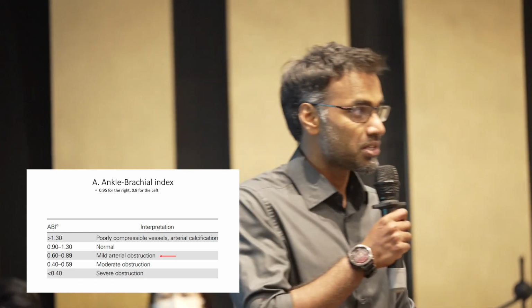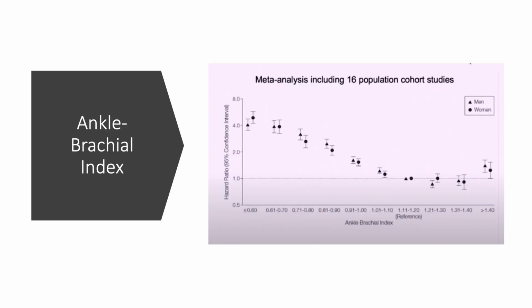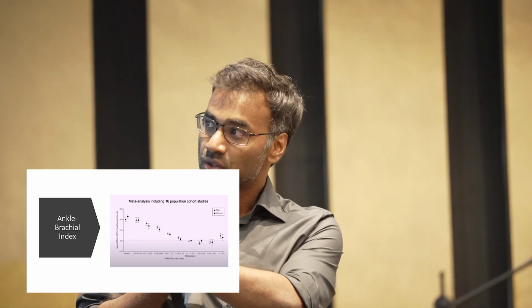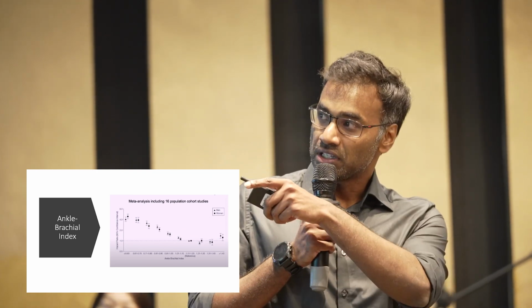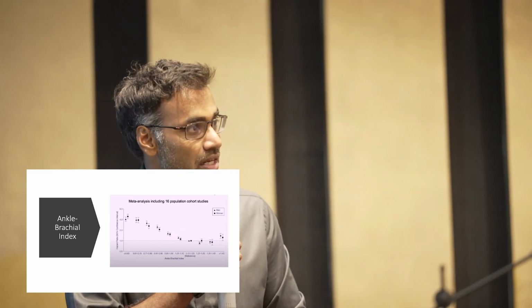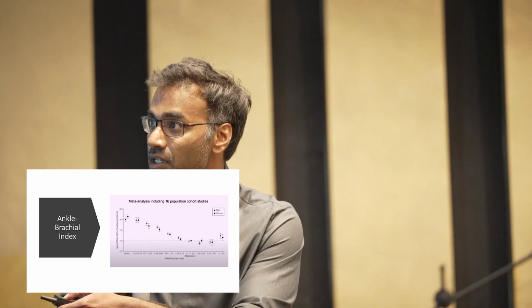The other important information that an ABI gives us is the prognostic value. I think this slide was also shown by Dr. Liu. If you look at the x-axis over there, the x-axis is the ABI index and the y-axis is the incidence of cardiovascular mortality. So if you look, the lower the ABI value is, the higher the risk of a patient getting a cardiovascular event in the future. Right? So it gives us two very important pieces of information.